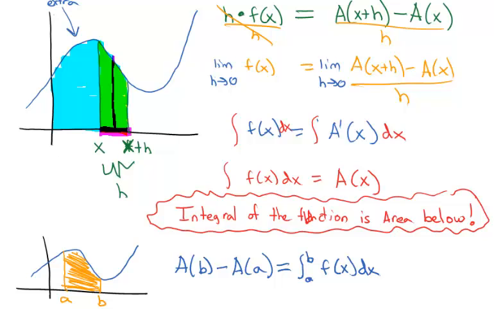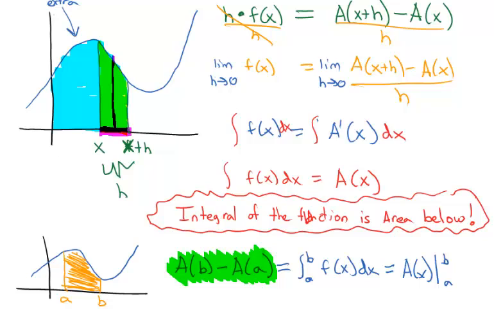So we got a little bit of new notation here. Now on the integral, we see the letters a and b. And basically what that means is we're going to find the antiderivative of f of x, which is the area function, and we're going to evaluate it from a to b. And the way we do that is we take the antiderivative at b and subtract the antiderivative at a.